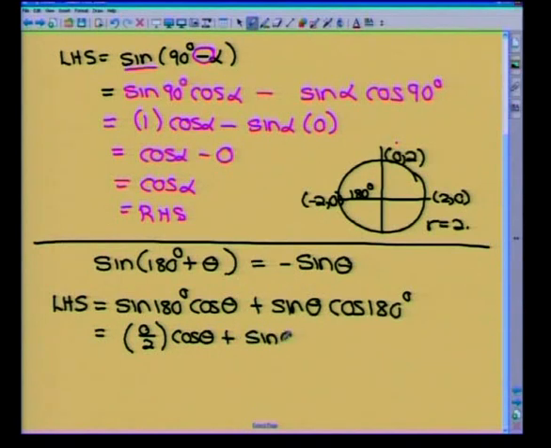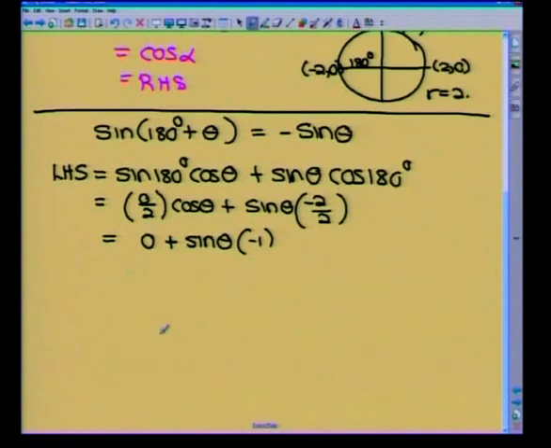And that's sine theta, and the cos of 180 will be negative 2 over 2. And of course, your calculator will do this, and they'll be none the wiser. That will become 0, because 0 times anything is 0. And this is going to be plus sine theta times minus 1, which is actually minus sine theta, which is your right-hand side. Isn't that just amazing that you can actually prove these a completely different way to last year?